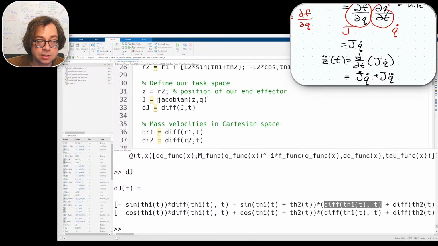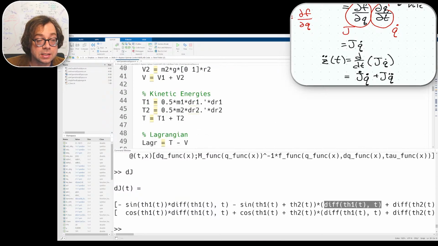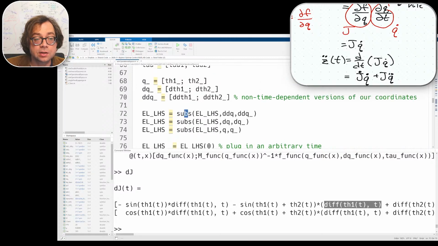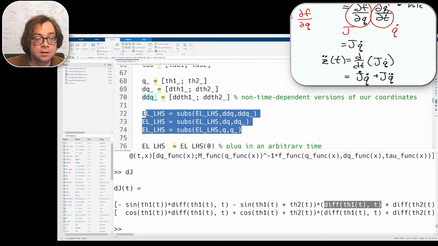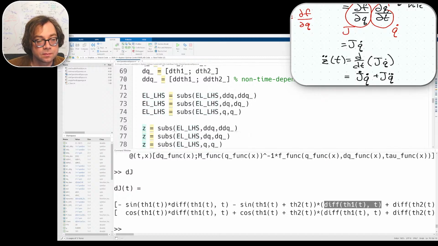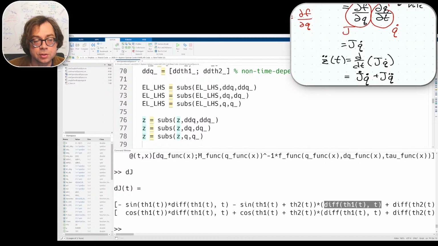So we have Z, J, and DJ, right? The only trick we want to do is now get rid of the time dependence and substitute in, for instance, when we did our substitutions and said, wherever we saw DDQ, we want to substitute in DDQ dot. We can do that. How do we do that? Well, let's copy this code the way I set this up here. Copy, copy, copy. Okay, I'm going to change all these things to Z. Wherever it would see a Q, it'll substitute in a DQ.